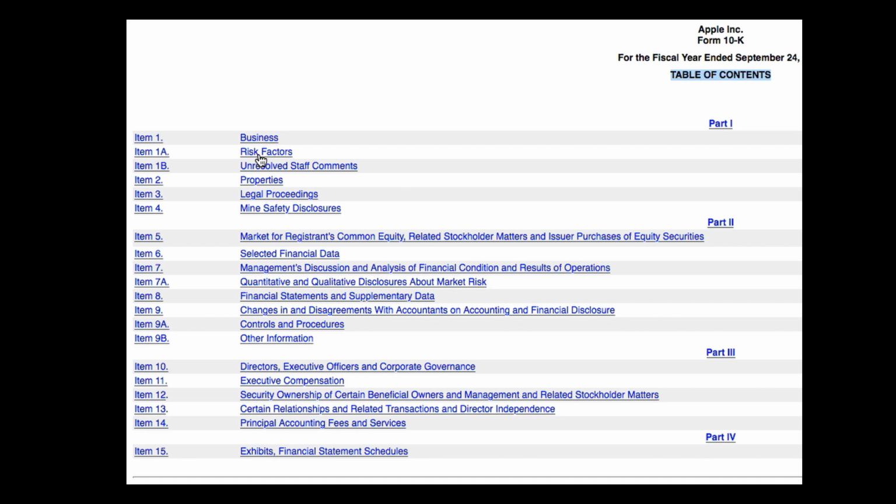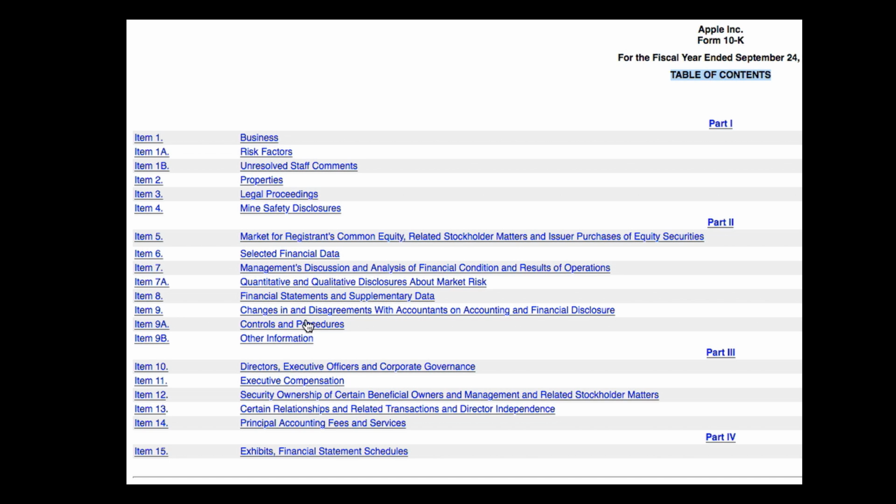There's a whole section on risk factors and comments. There's another section on management's discussion and analysis of particular financial data, so selected financial data. We don't want to look at that because it doesn't give us all the financial data. Well, we do want to look at it, but we'll look at it later and see what they say they believe is going to happen in the future.